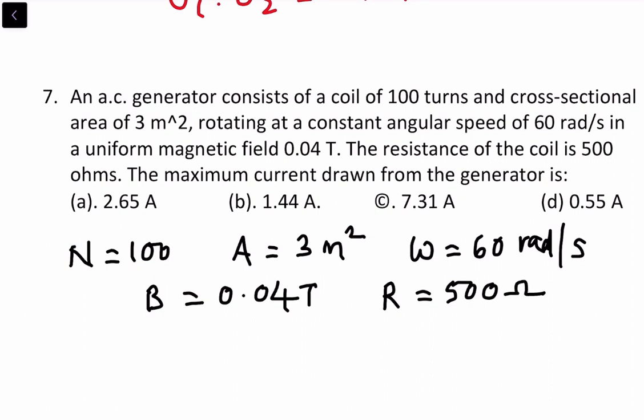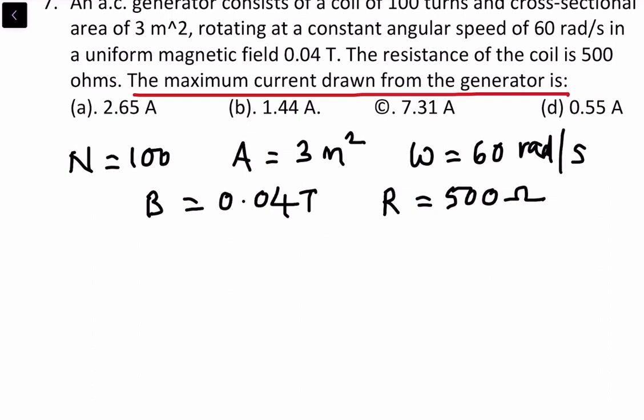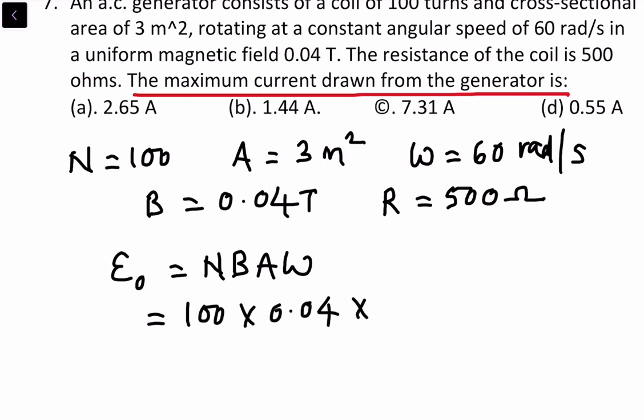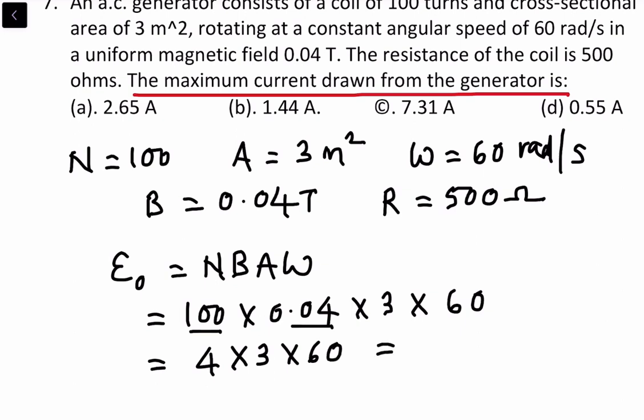That is what they have given. What is the maximum current drawn from the generator? So they have asked for the maximum current drawn from the generator. Now we all know the formula for maximum EMF. The maximum EMF, E naught is equal to NBA omega. So now N is 100, B is 0.04, A is 3 and omega is 60. Now with these two zeros, these two decimal places can be cancelled. It will become 4 into 3 into 60. 4 into 3 is 12, into 60, that is nothing but 12 into 6, 720 volts.